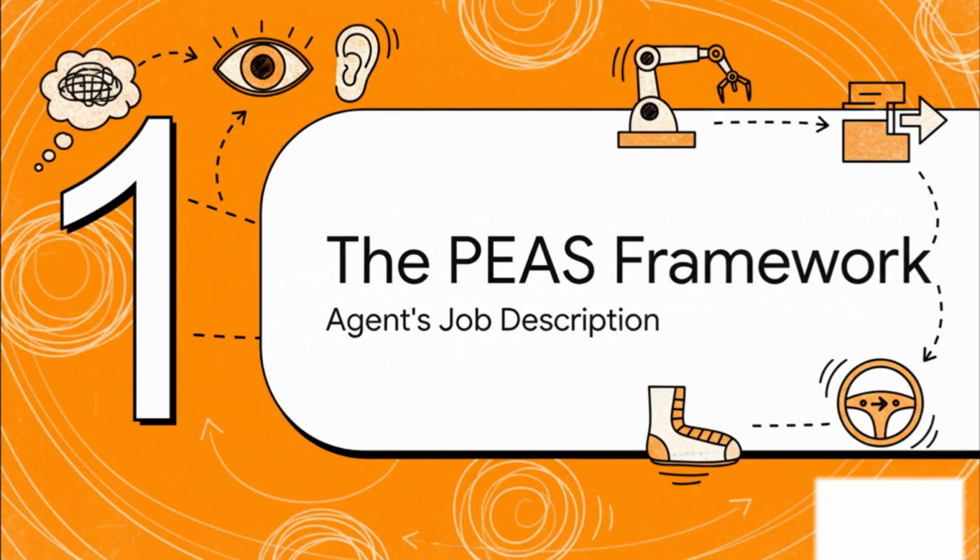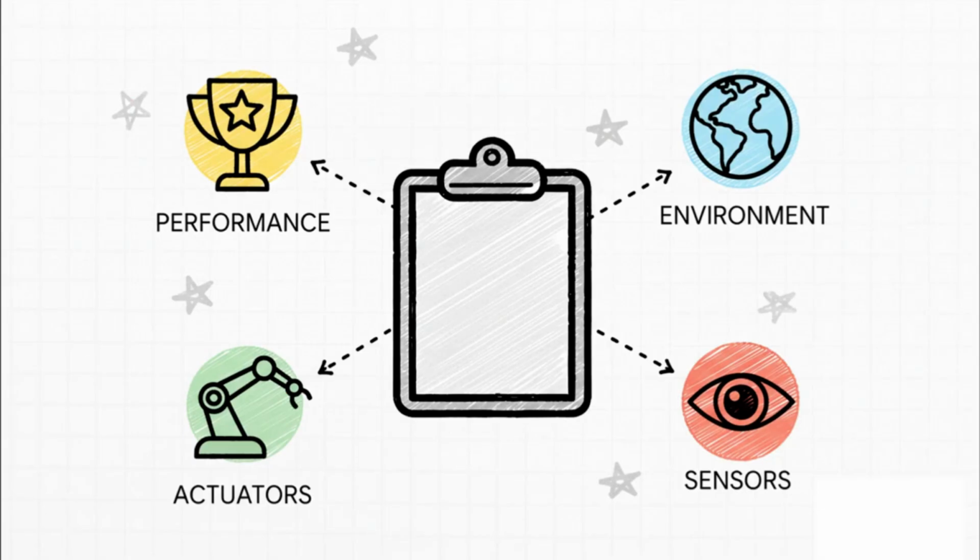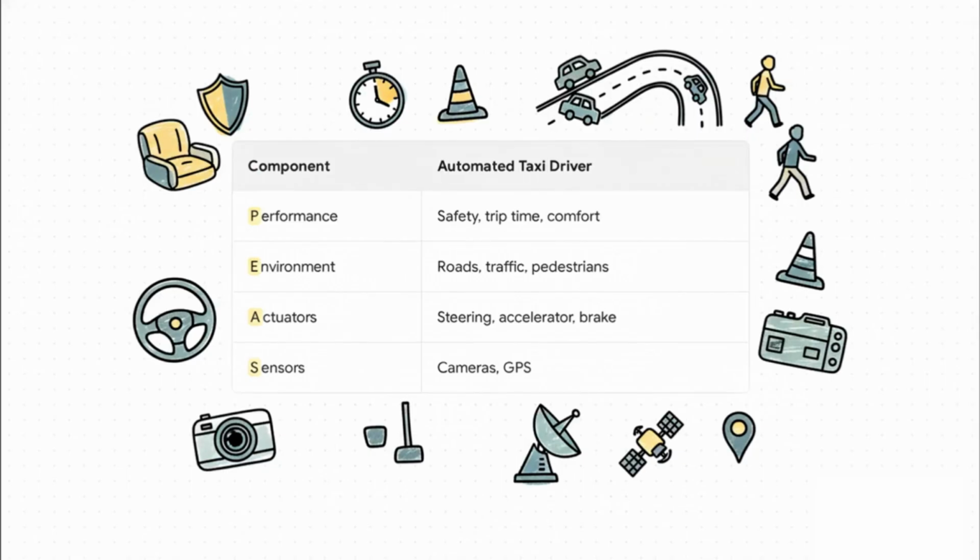Okay, so perceive and act is a great start, but it's a little vague, isn't it? I mean, what's its job? What's it trying to accomplish? To nail that down, AI designers use this really handy framework called PEAS. You can literally think of PEAS as writing the agent's official job description. Before you write a single line of code, you have to know exactly what its job is, where it's working, and what a good job even looks like. PEAS forces you to answer those questions by defining 4 specific things: its performance measure, its environment, its actuators, and its sensors.